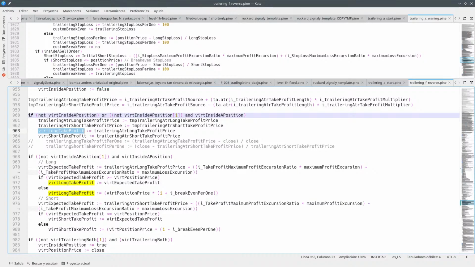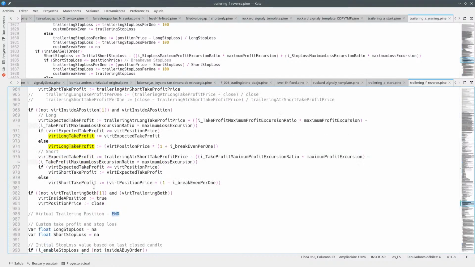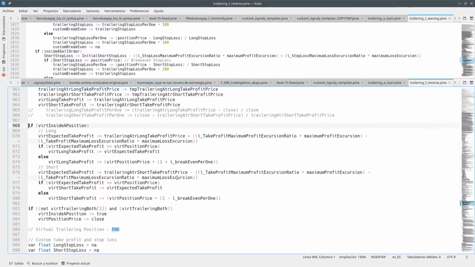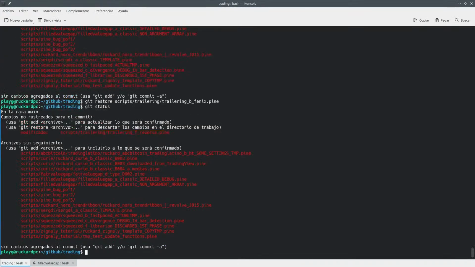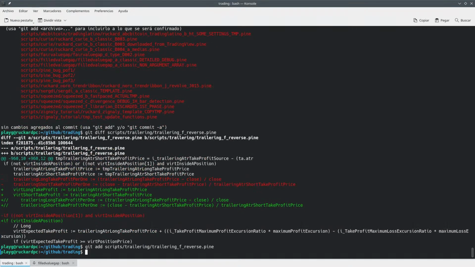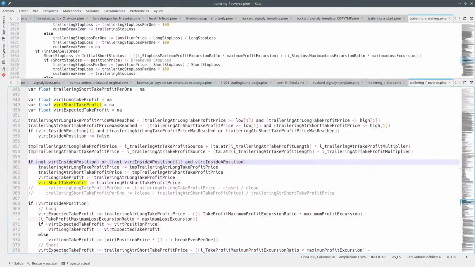So the first time this will be set to this, and then you will have this. But this needs to be if you are inside a position. That's right. We have the initial take profit for here, and then you change this so that this is what you use here. So let's save this now that we have found out that this made sense. So we are going to amend this commit once again.